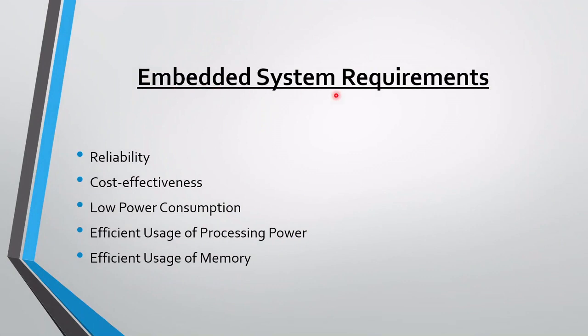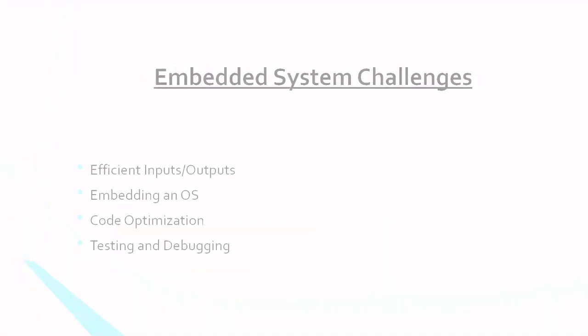Next is embedded system requirements. The embedded system must be reliable and cost effective. That is, it must not be very costly. Next is low power consumption. It must consume very low power compared to others. The processing power must be used efficiently, and memory also must be used efficiently.